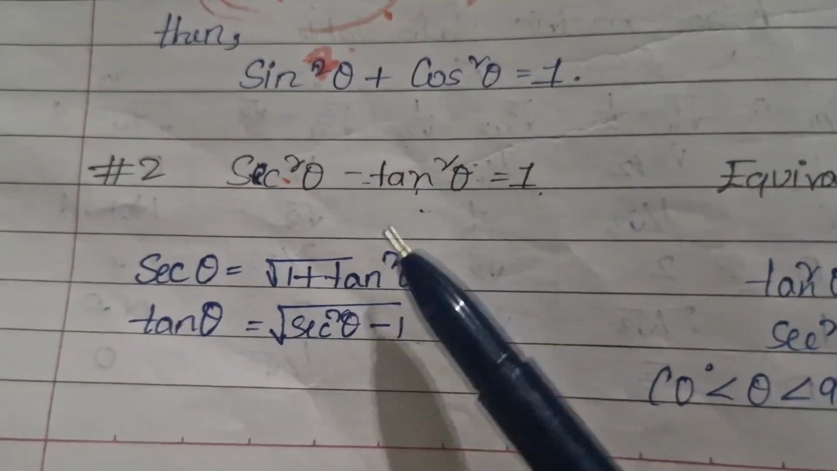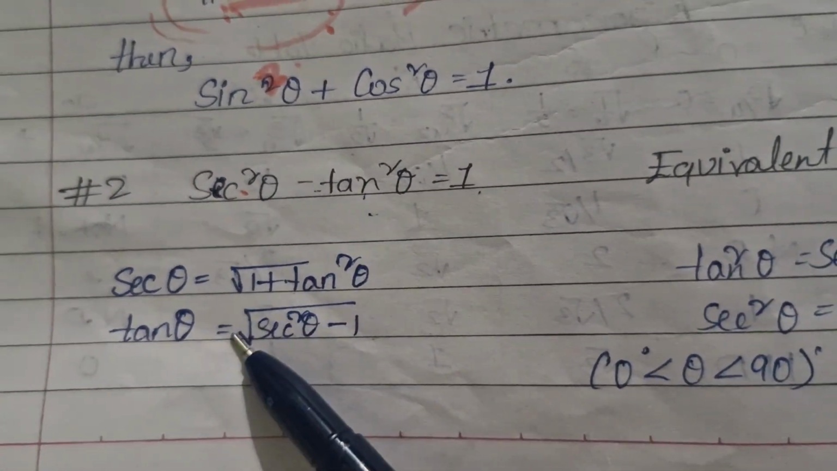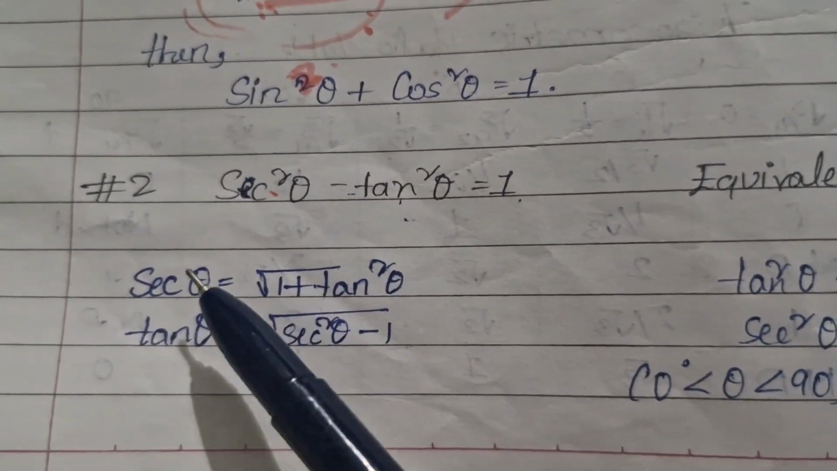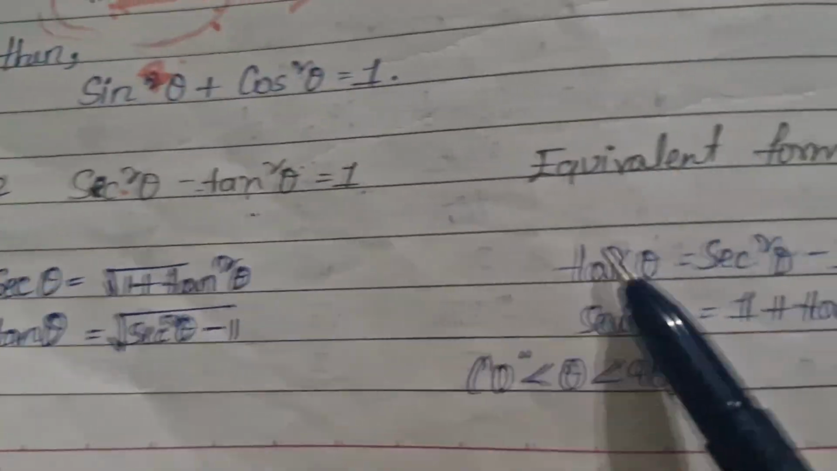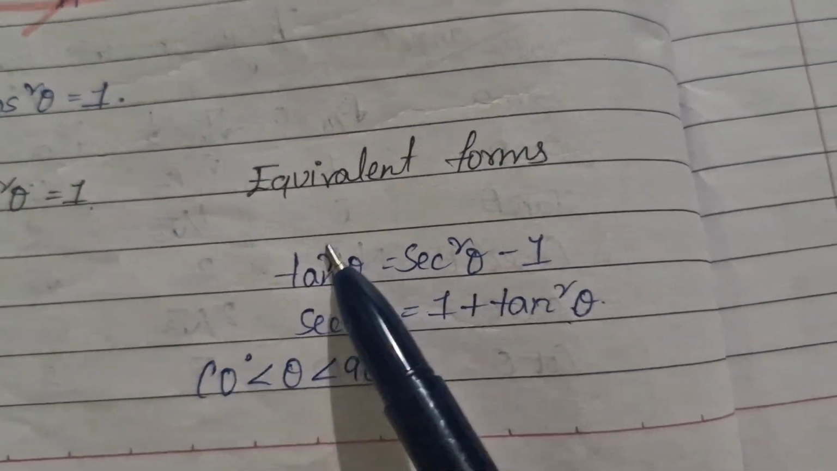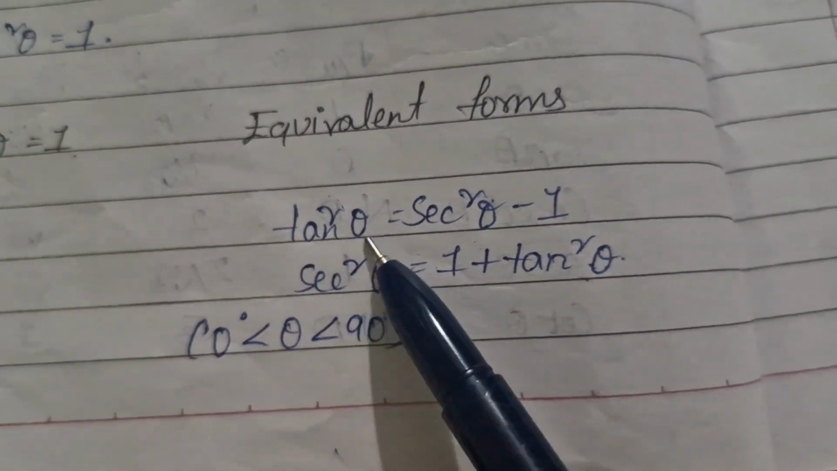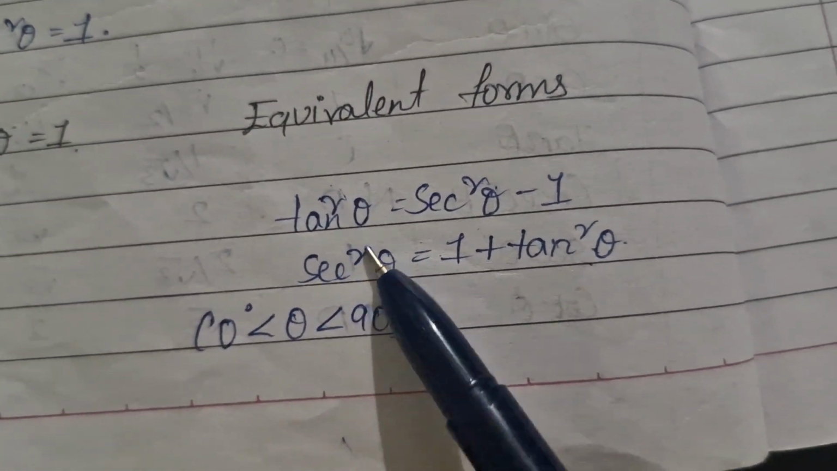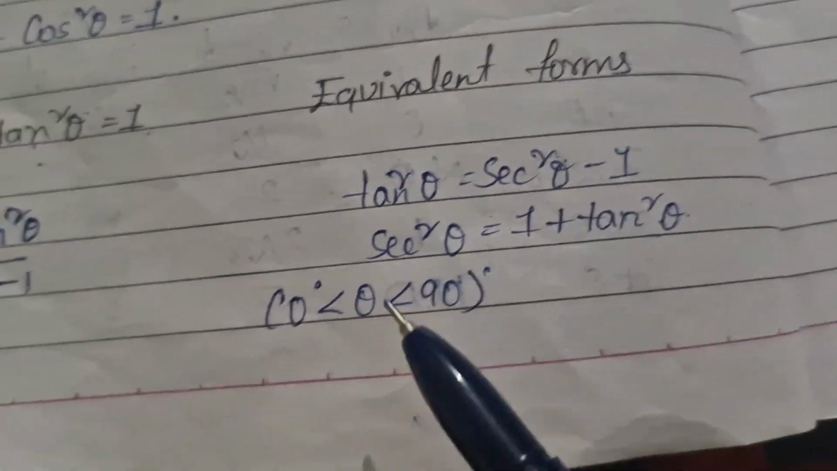As I said in the earlier identity, here also the same thing happens. The square here turns into a root on the other side, and the square here also turns into a root. Similarly, this square will turn as root if we send this on the other side.